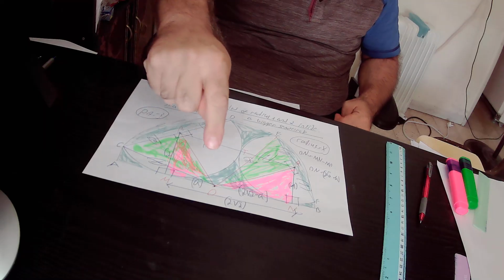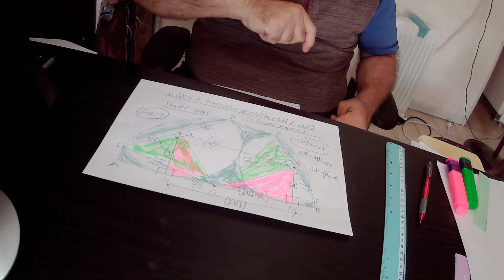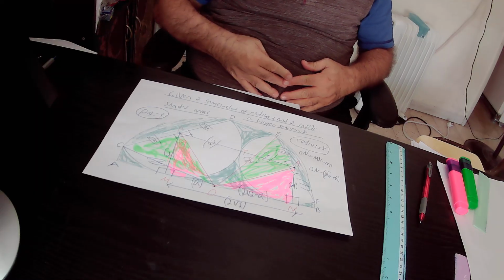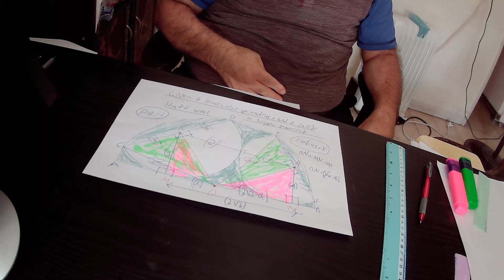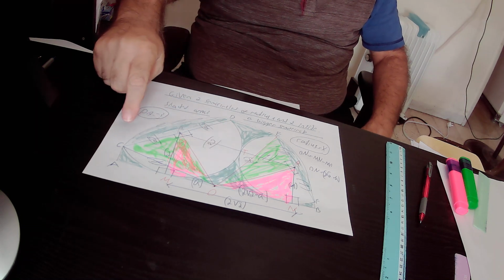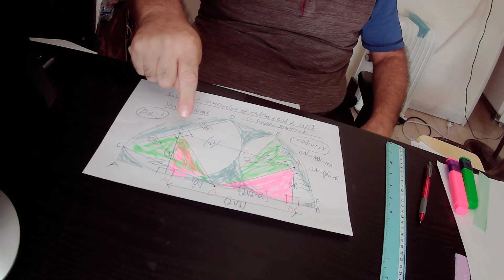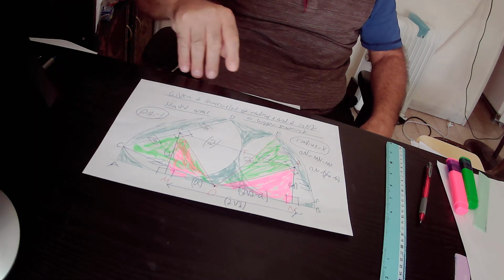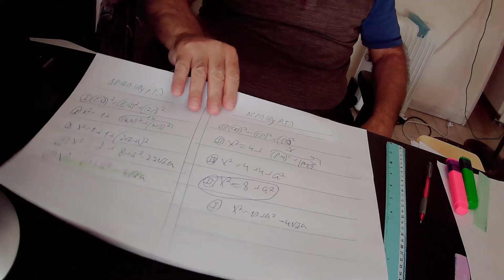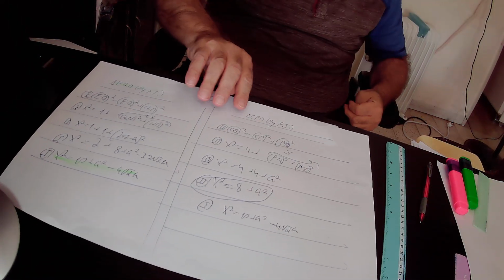In the next step, we join points O and C together by a line. OC is the radius of this biggest semicircle, which equals x. So in the next step, we implement the Pythagoras theorem on this right triangle CPO. According to the Pythagoras theorem, in the triangle CPO, CO squared, the square of the hypotenuse, equals CP squared plus PO squared.